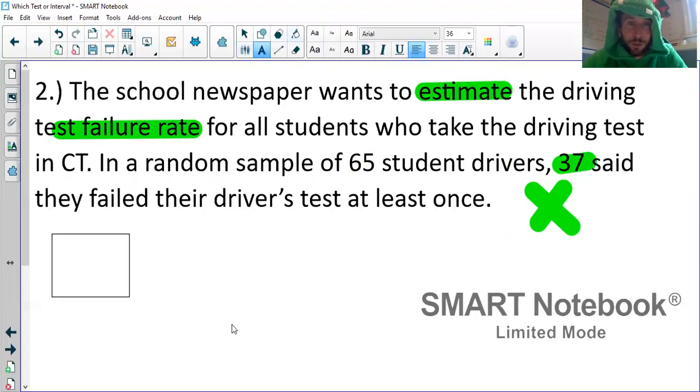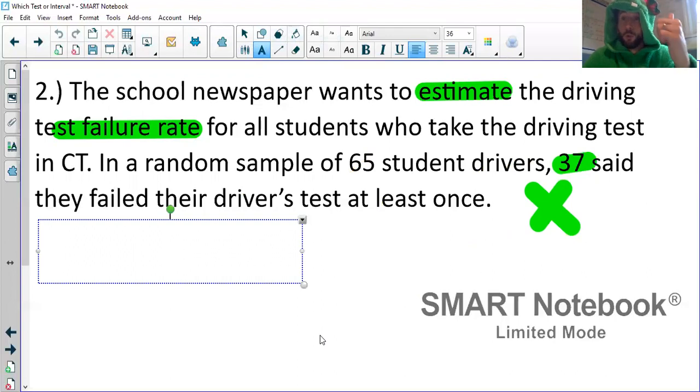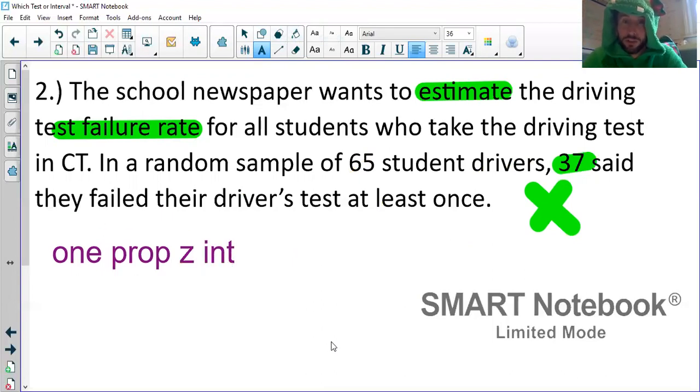So as we think about this one sample, working with percentages, proportions, right? A rate is a percentage, 37 out of 65 is a percentage, and so it's Z. So this is one sample, proportions, and this is an interval because we're estimating that true percentage. So this is our 1 proportion Z interval.